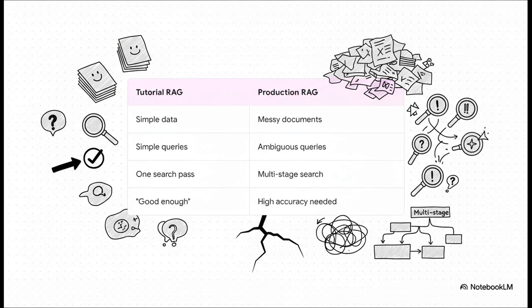A tutorial is using perfectly clean data and simple one-shot questions. A real production system, on the other hand, has to deal with messy, complex documents, confusing user questions, and the need for rock-solid accuracy. That simple, one-pass search is just not going to fly.